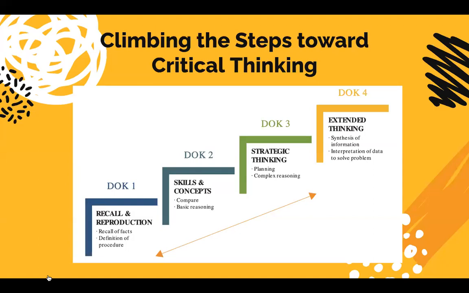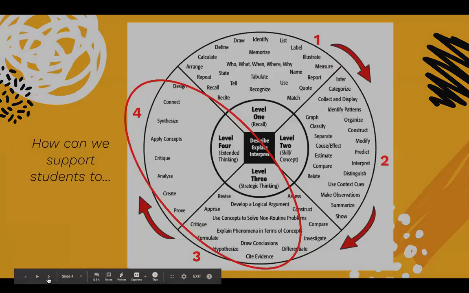But we want to make sure that we're continuing to push students towards the second step of comparing and basic reasoning, the actual application of the skills and the concepts, then pushing them to the next level, level 3, where they're doing some strategic thinking, they're planning, they're putting forth some complex reasoning, and then again, pushing them yet even further to step 4, where we're extending their thinking. We're pushing them to synthesize that information and interpret in order to perhaps solve a problem.